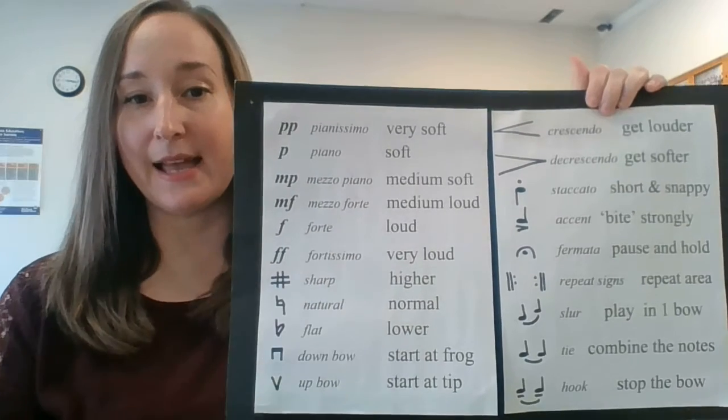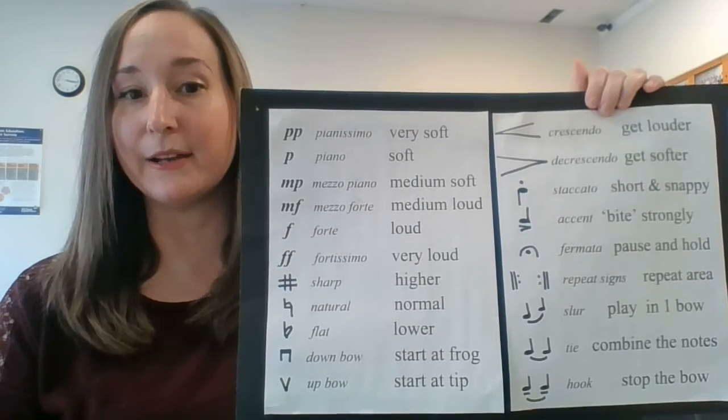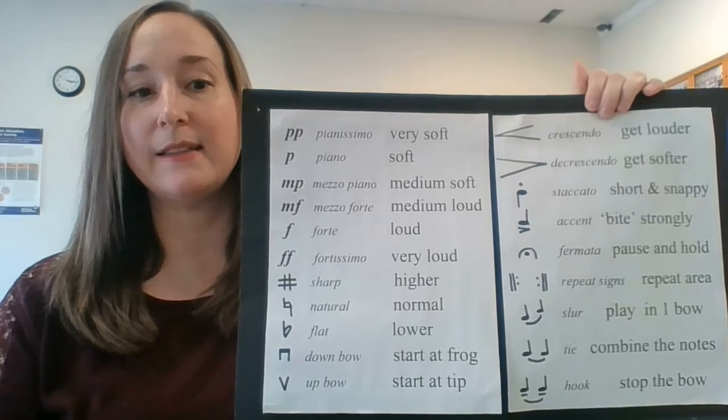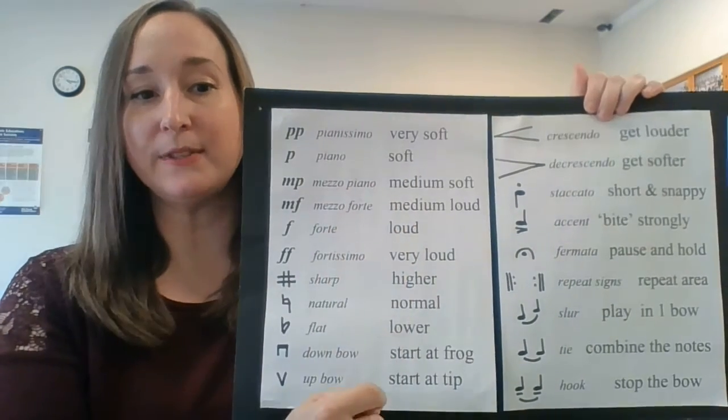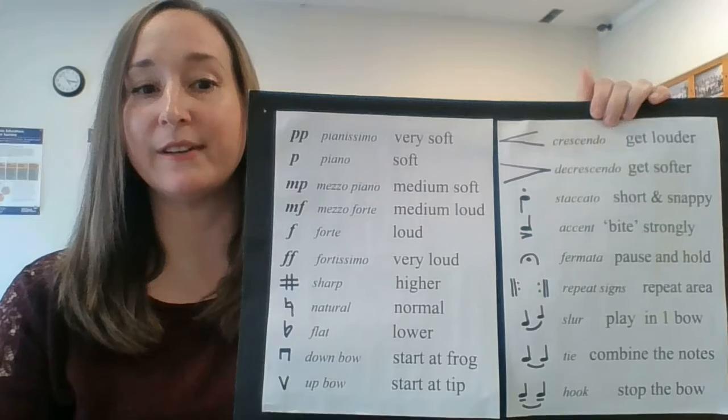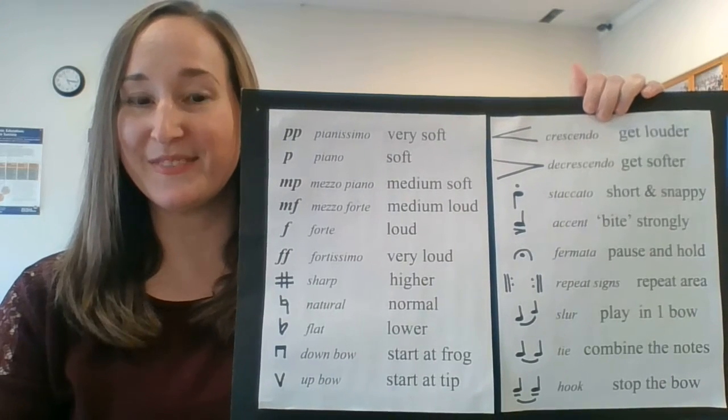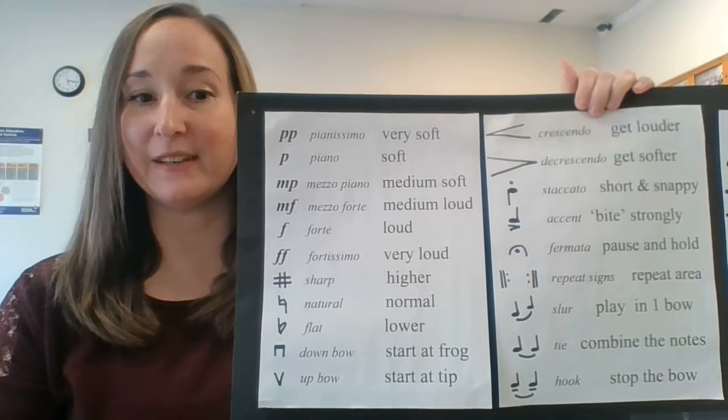MP and MF stand for mezzo piano and mezzo forte. They mean medium soft and medium loud. Can you say mezzo? That's another Italian word, and it means medium.